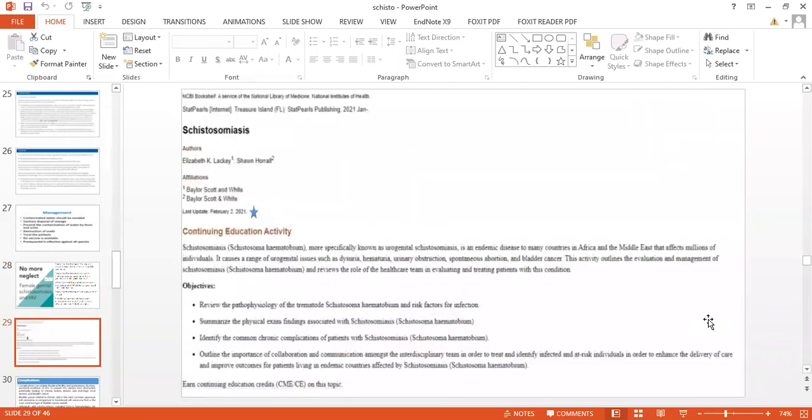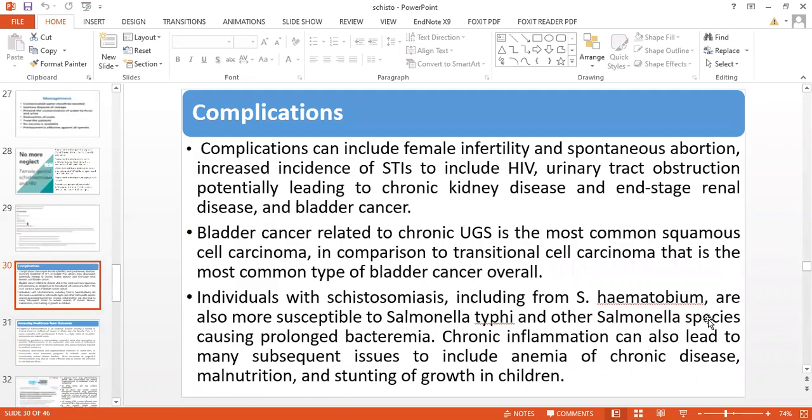This is the latest article which I could find, from February 2021, last month, about schistosomiasis. It highlights the complications of this disease. The complications can include female infertility and spontaneous abortion, increased incidence of STIs to include HIV, urinary tract obstruction, potentially leading to kidney damage, end-stage renal disease and bladder cancer.